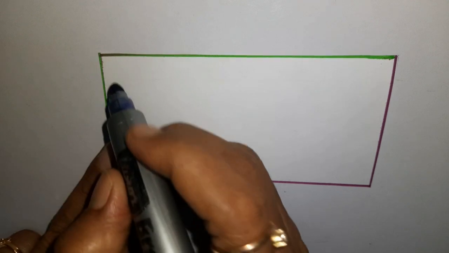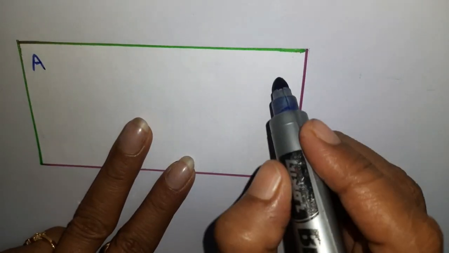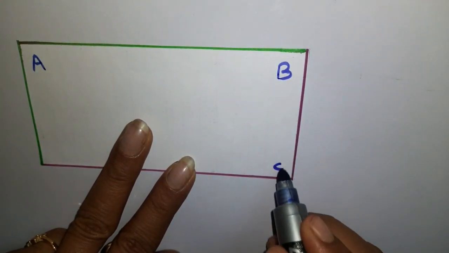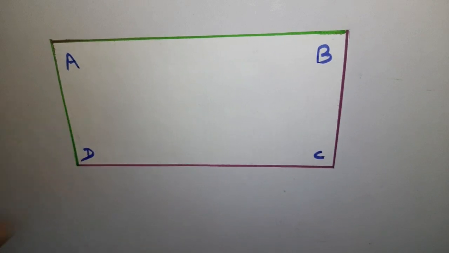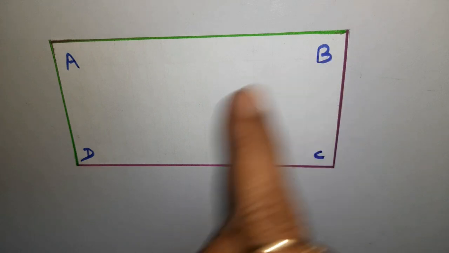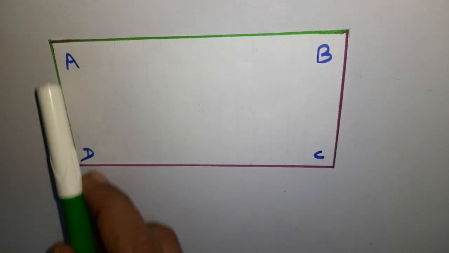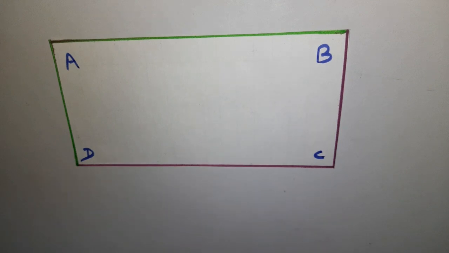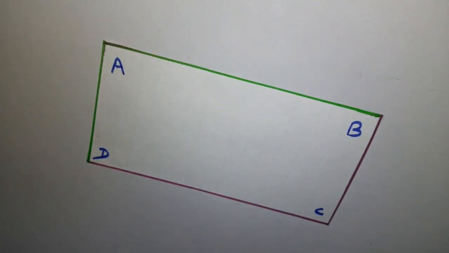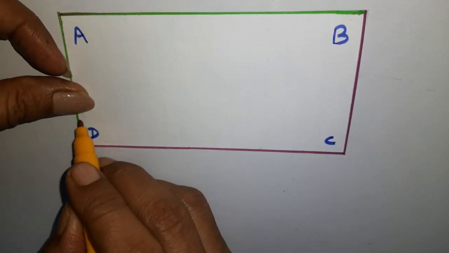So for adjacent angles, let us give the name to the points first. Let me name out the points. Say this is A, this is B, this is C, and this is D. Now in ABCD, these vertices are given the names A, B, C, D, and if you consider these angles, let me show the angles.